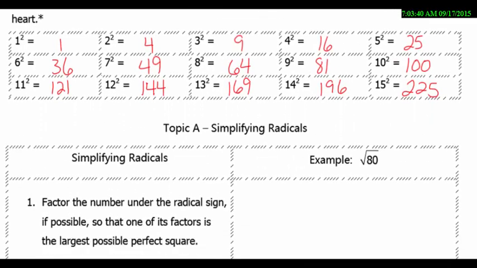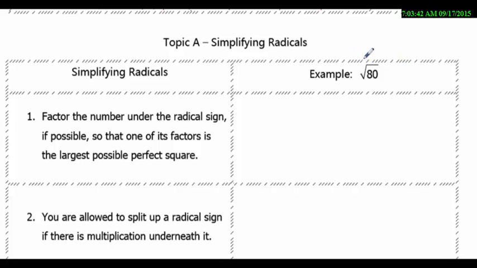We begin with the example of the square root of 80. And what we have here are a number of steps that you can use to simplify radicals. If you ever forget how to simplify radicals, go back to this page in your notes and reference these steps. The first step says to factor the number under the radical sign if possible, so that one of its factors is the largest possible perfect square.